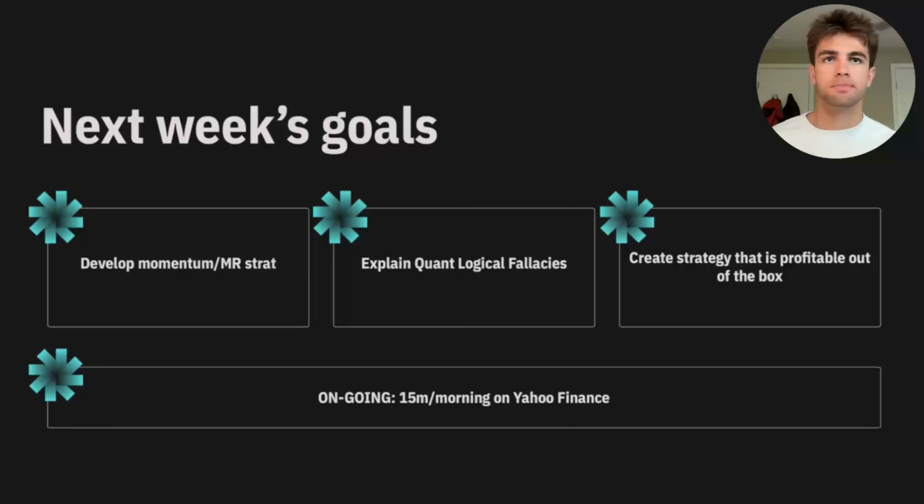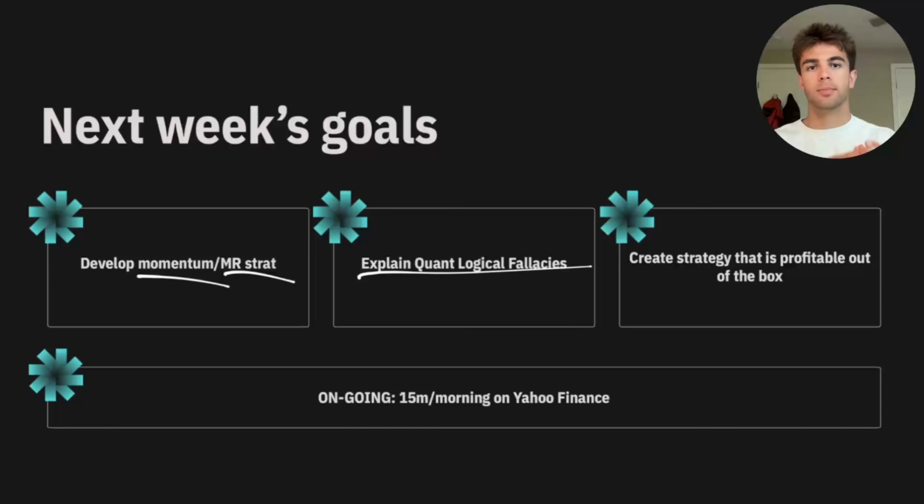So next week's goals, I want to develop that regime-based strategy that I was talking about. That is momentum in a bullish market and mean reversion in a bearish market, with a binary flip, 0 or 1, either bearish or bullish, and then a little bit of cushion so it's not flip-flopping back and forth. Next, I want to explain logical fallacies or common pitfalls in quant because I keep falling into them. So hopefully I can learn to better identify and explain them so that I can avoid them.